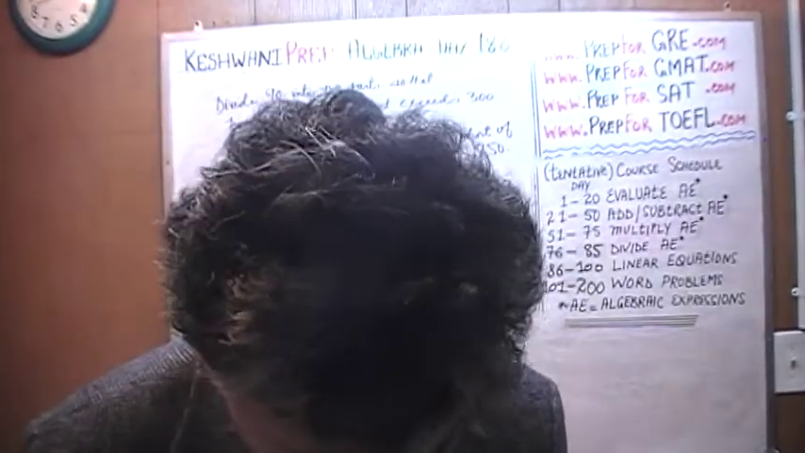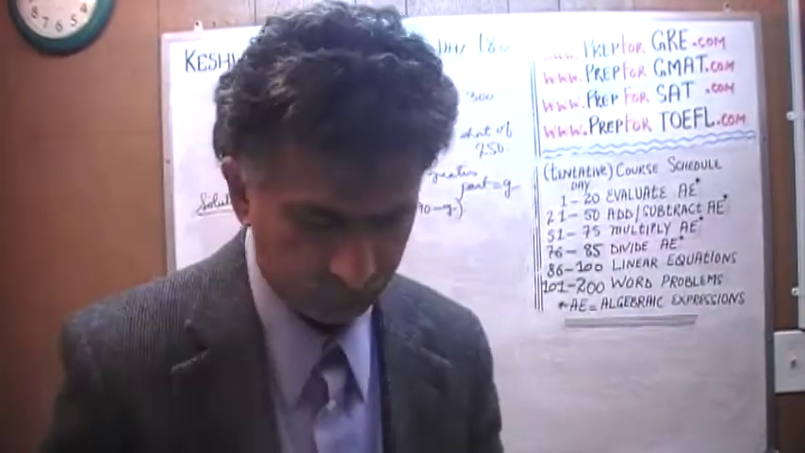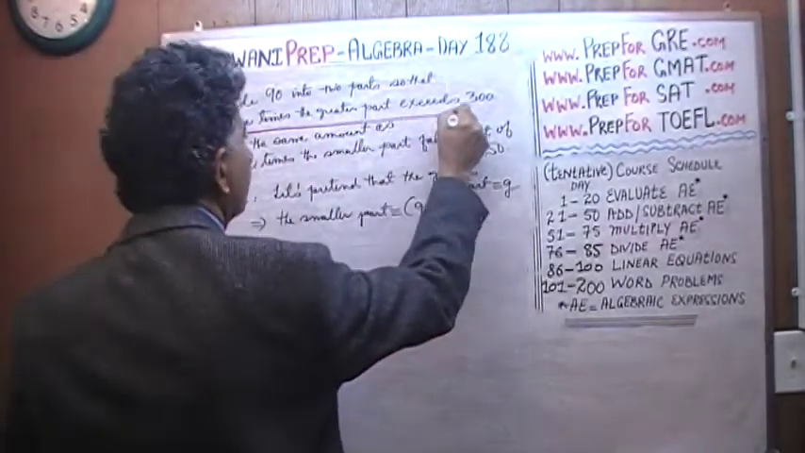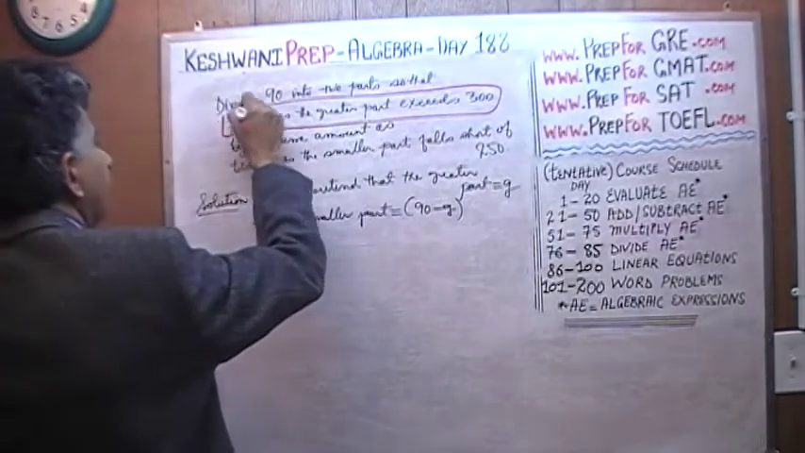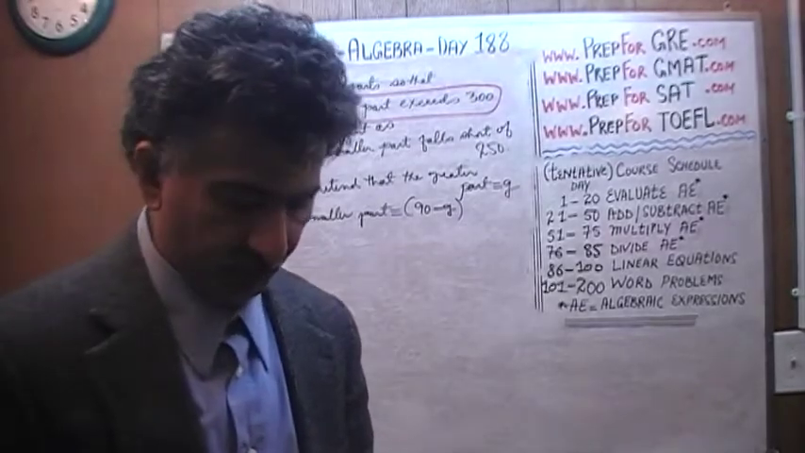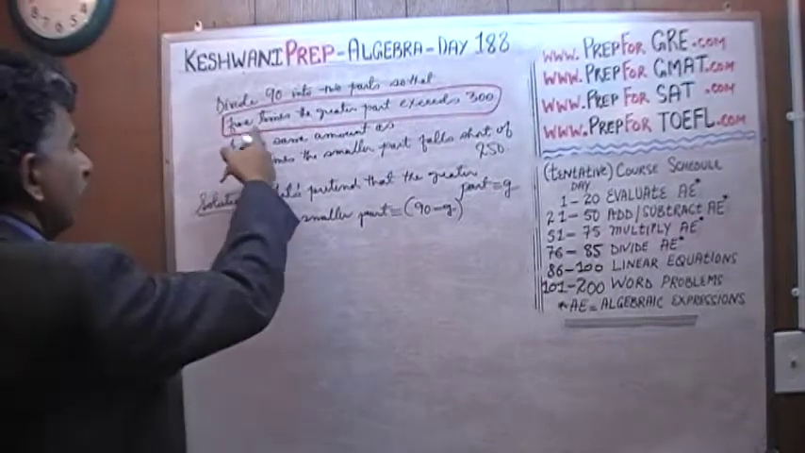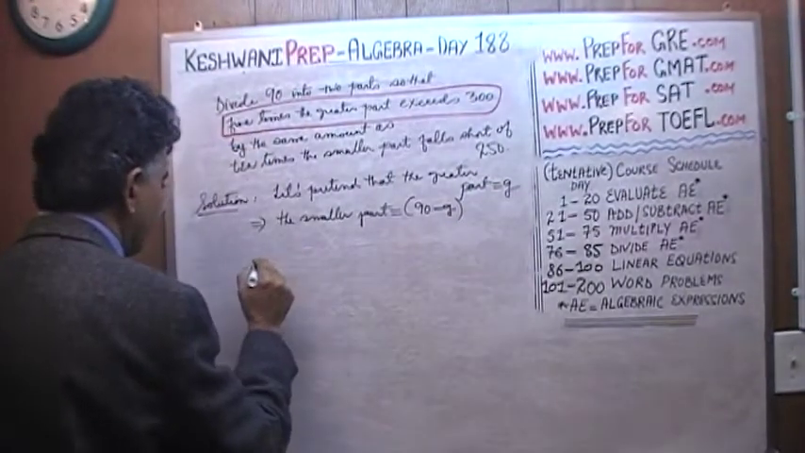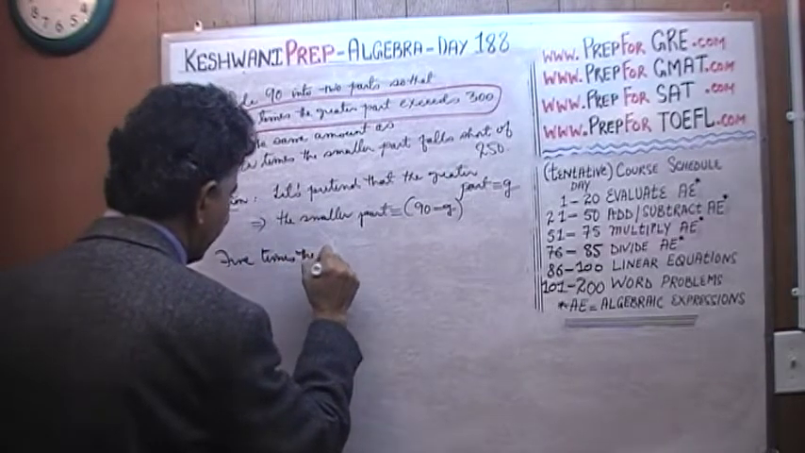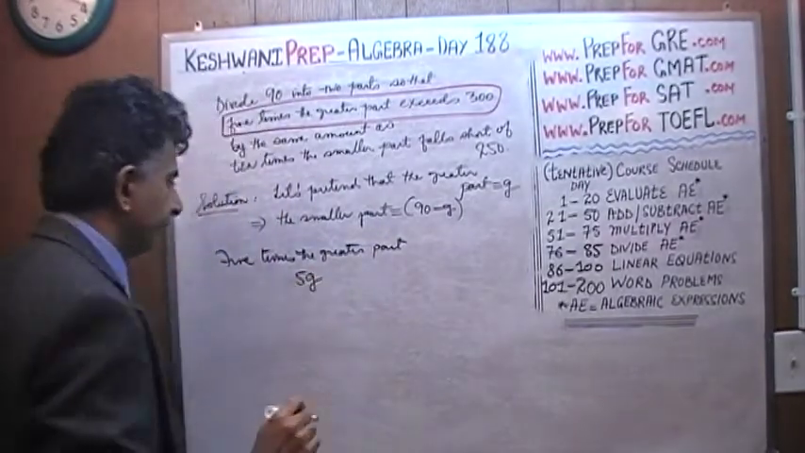Now we have to understand this part: 5 times the greater part exceeds 300. How do we express that in the language of algebra? Well, 5 times the greater part is very simple. The greater part is g, so 5 times the greater part is simply 5 times g.